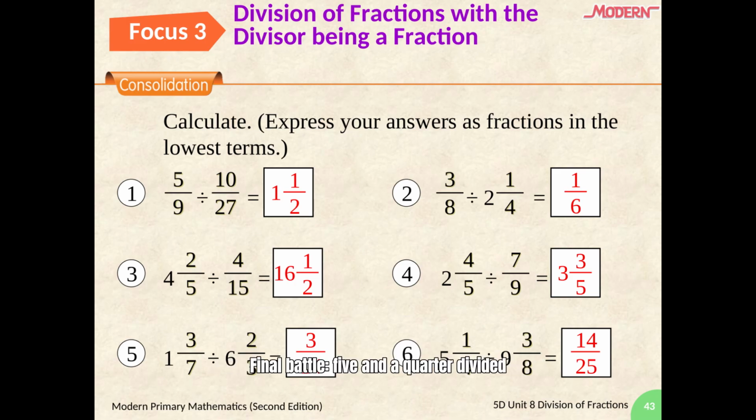Final battle. 5 1/4 divided by 9 3/8. Double tuxedo conversion. 21/4 divided by 75/8. Swap and flip. Snip the 8 and 4. Snip the 21 and 75. Result, 14/25. You cleared the arena.